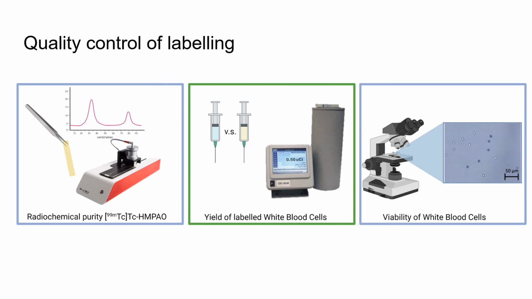You have to look at the yield of labeled white blood cells. So you wash your cells and then you look at the amount of radioactivity that is stuck on your cells versus the amount that was washed off. And then you must make sure that the white blood cells didn't die during this process or lose their function, so that we do by microscopy, and then we just evaluate cell death.